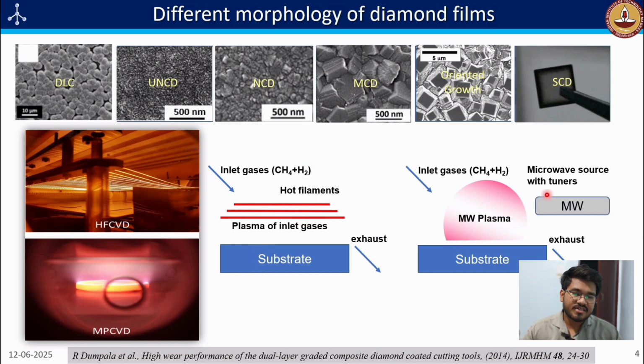The same scenario is mimicked in the microwave plasma as well, but it gives you a cleaner environment. Basically, in hot filament CVD, the metallic contamination from the tungsten filaments cannot be avoided during the growth. Those difficulties you can really avoid in the microwave plasma CVD process. But hot filament CVD is a cheaper technique to have polycrystalline diamond.